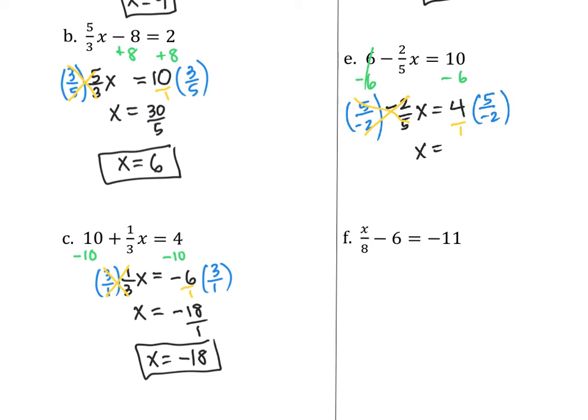Okay, now I'm going to multiply the numerators. 4 times 5 is 20. 1 times -2 is -2. 20 divided by -2. It's going to stay negative because there's one negative. 20 over 2 is 10.